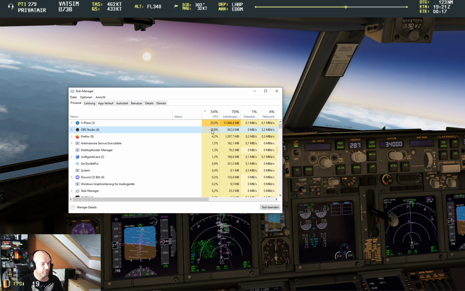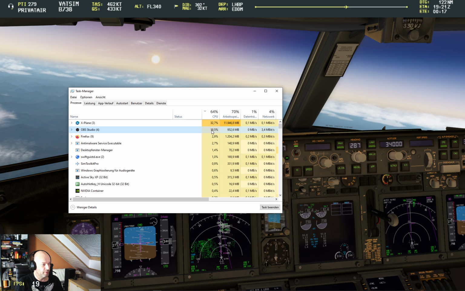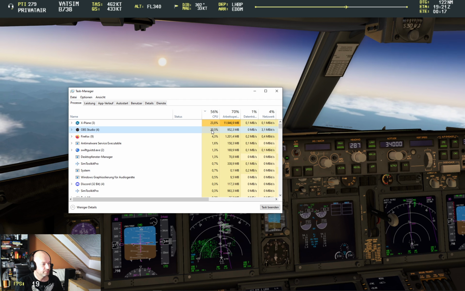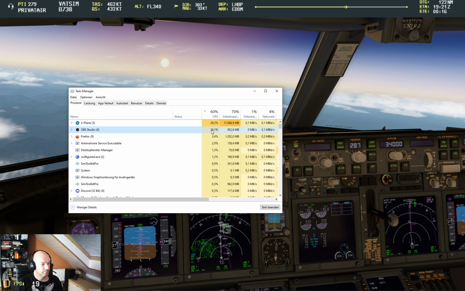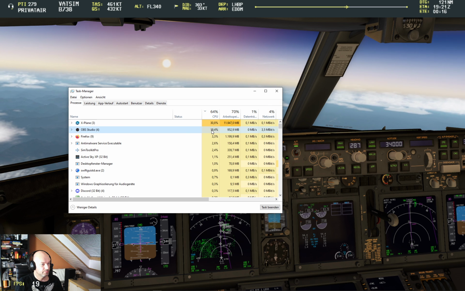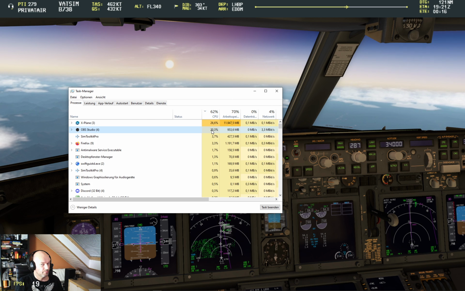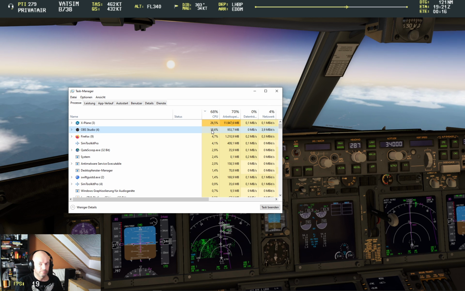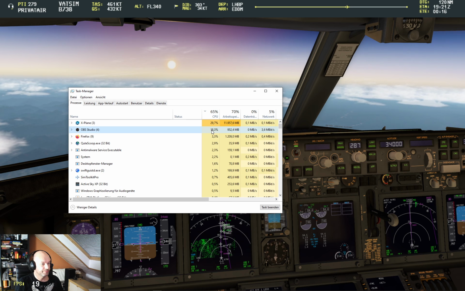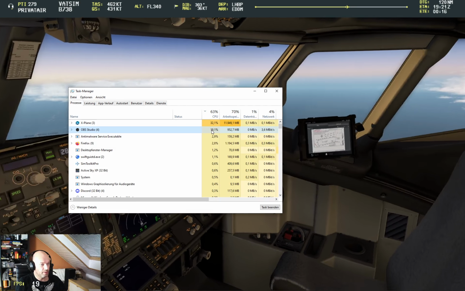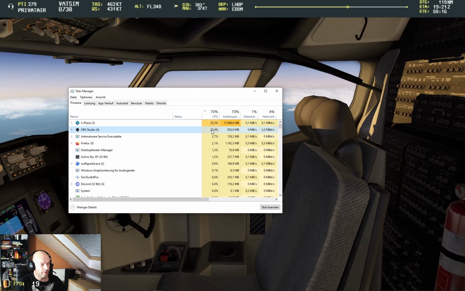Sim Toolkit Pro is using, you see, almost nothing. 2, 3, 4, 5% at the most. Yeah, frustrating. You know, if there was at least something, anything that.